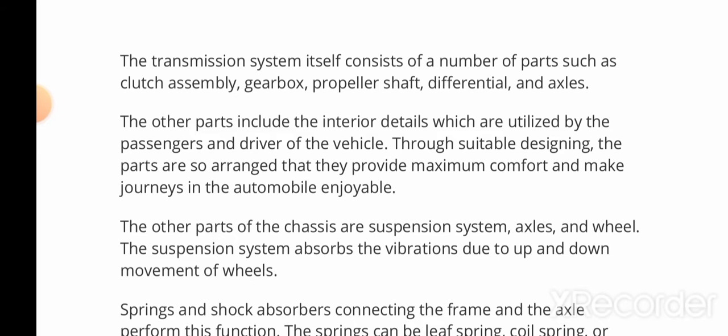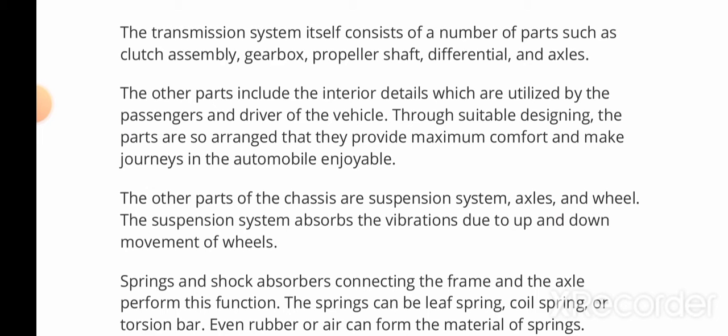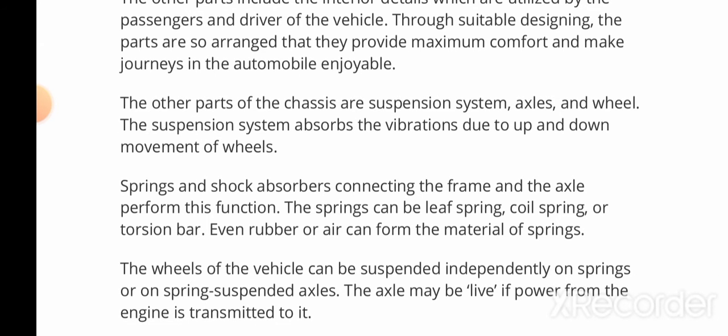Here, the transmission system itself consists of a number of parts such as clutch assembly, gearbox, propeller shafts, differential, and axles. All these parts are highly important parts of the automobile industry, and a deep explanation is also included in this video session. The other parts include the interior details which are utilized by the passengers and the driver of the vehicle, suitably designed and arranged so that they provide maximum comfort and make the journey in the automobile enjoyable. The other parts of the chassis are the suspension system, axles, and the wheels.